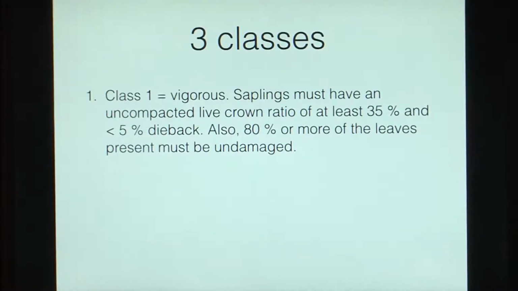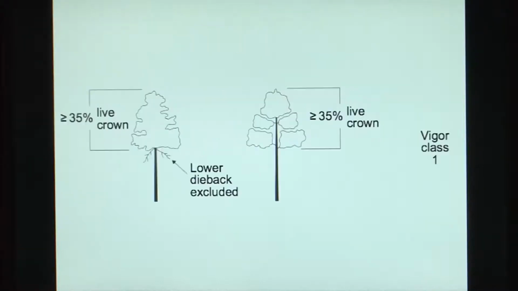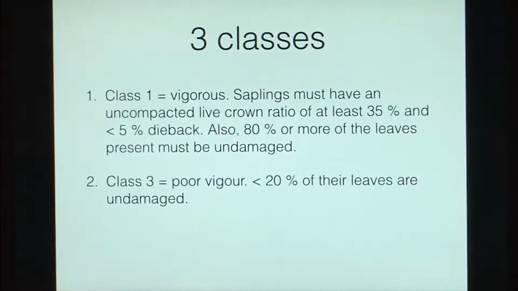In this case, saplings must have an uncompacted live crown ratio of at least 35% and less than 5% dieback, and 80% or more of the trees present must be undamaged. In this case the saplings will have vigorous growth. Then we also defined a poor vigor class, in which less than 20% of the leaves are undamaged, that is, more than 80% of the leaves are damaged.